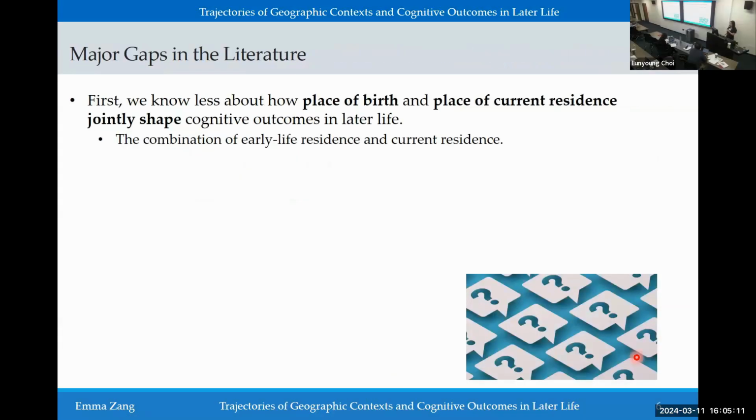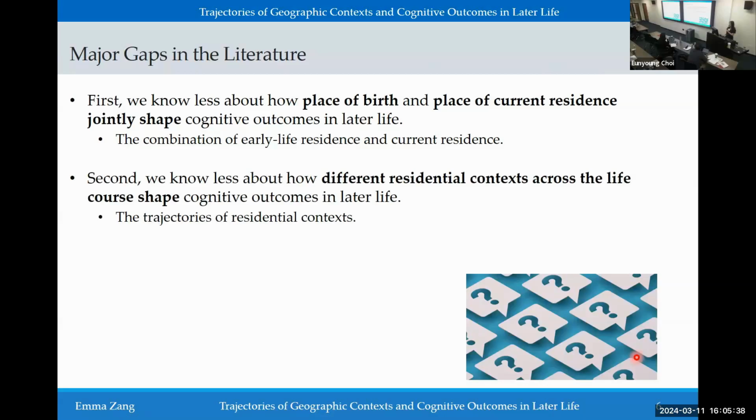However, there are several major gaps in the literature. First, we know relatively little about how place of birth and place of current residence jointly shape cognitive outcomes in later life. That is, what if a person was born in the West and moved to the South, versus a person who was born in the South and is currently living in the South? Will the cognitive outcomes of these two people differ?